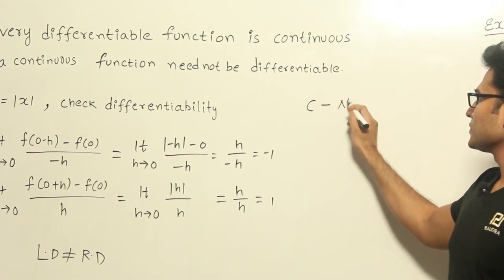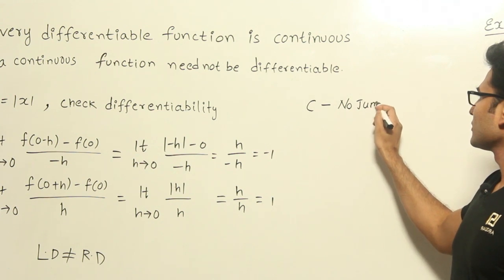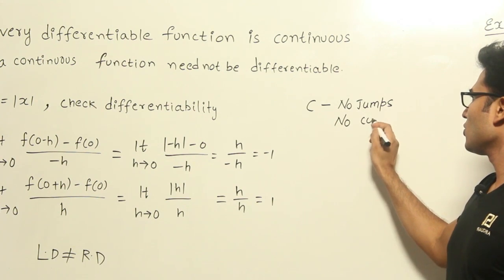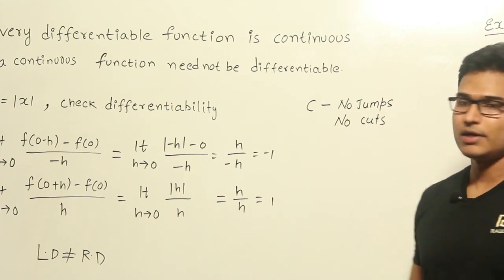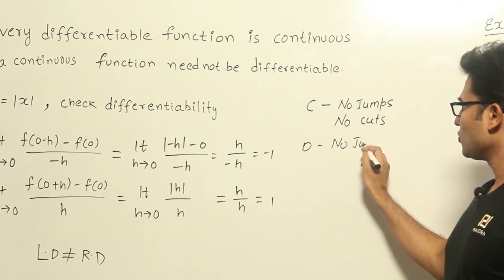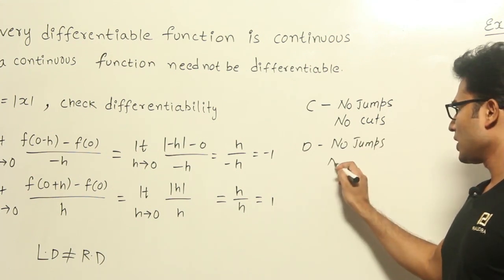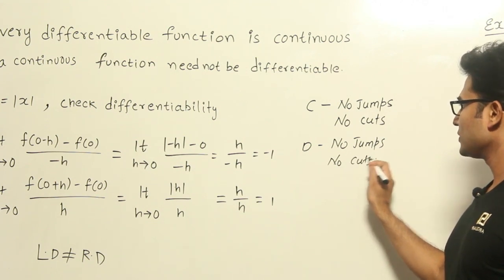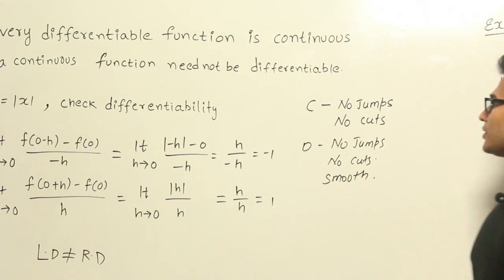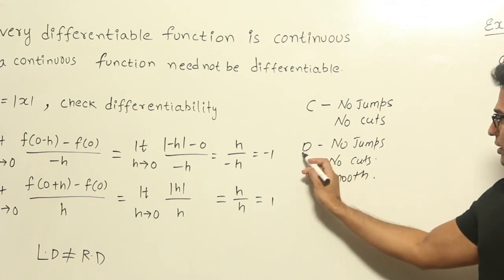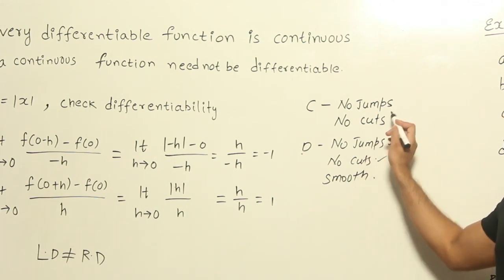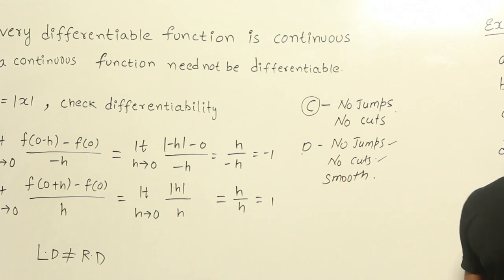There should be no jumps, as well as no cuts, which means no holes. Now what about differentiability? Differentiability says that there should be no jumps and no cuts, no holes, as well as the curve should be smooth. If a function is differentiable, then already there are no jumps and no cuts. Now what can you say? It means that it is continuous.